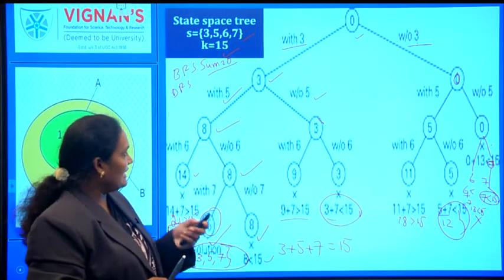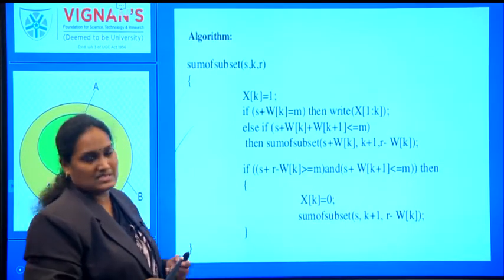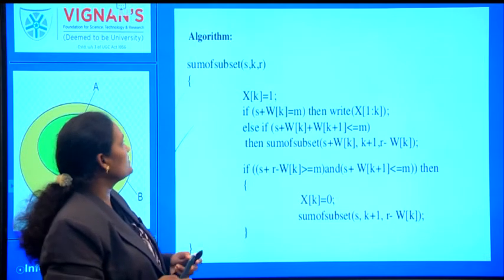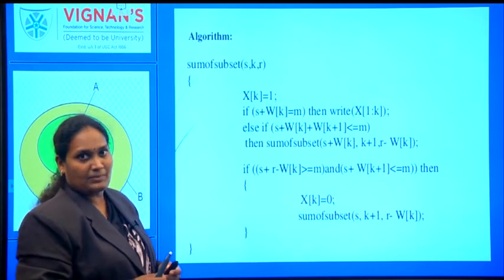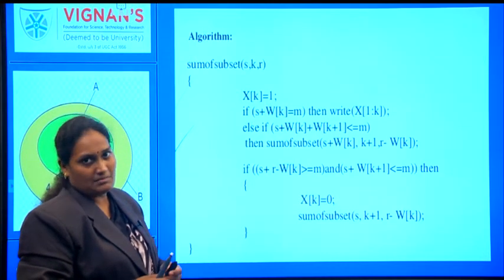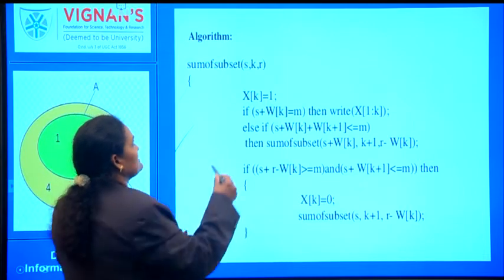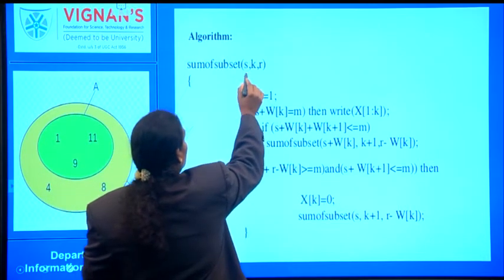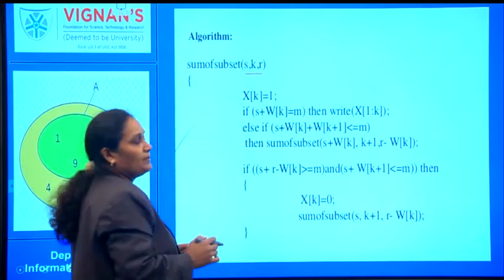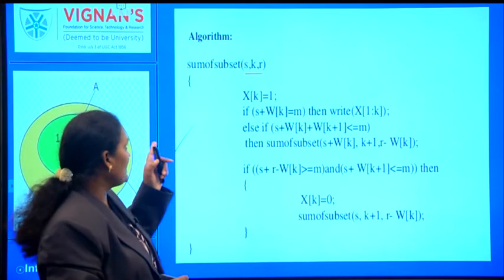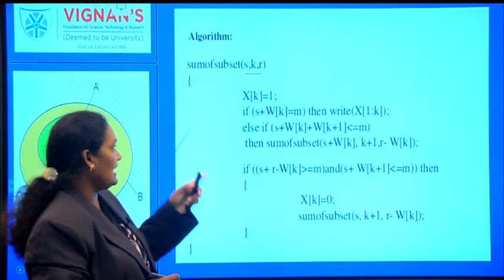Let us see the algorithm for solving the sum of subsets problem. Here is the algorithm, developed based on the backtracking method. Now let us see what these terms are. In the algorithm SumOfSubsets, we are passing 3 parameters: S, K, R.